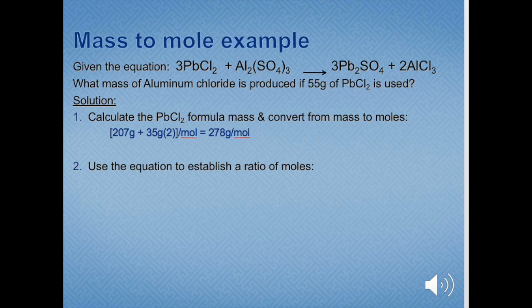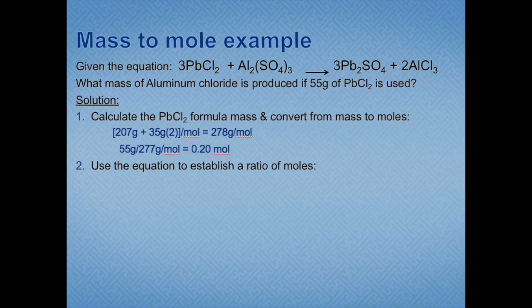And then what we do next is we have 55 grams and divide that by 277 grams per mole, and we end up with 0.2 moles. So that's how many moles of lead chloride we have. Now that we have that information, we can go to the point where we put the number underneath the coefficient that it's related to.